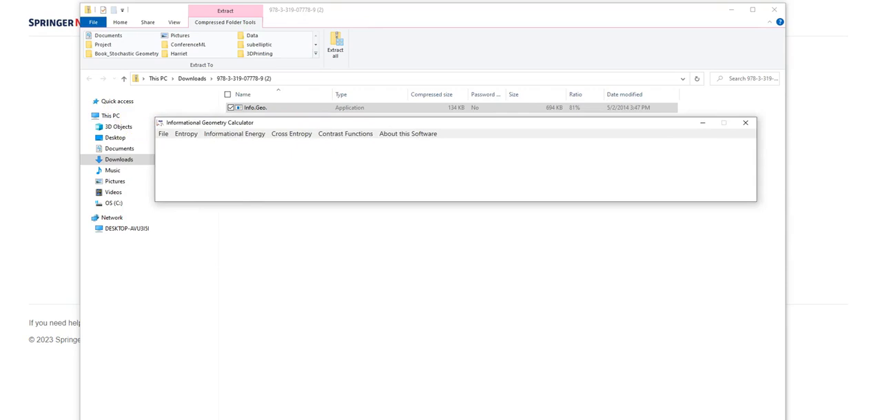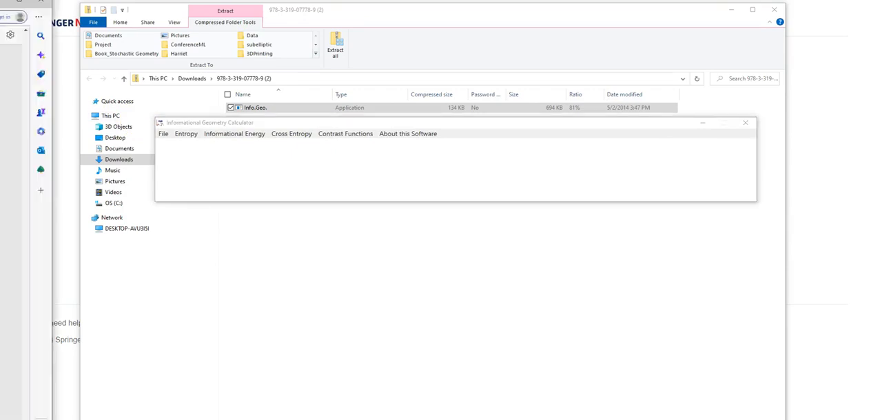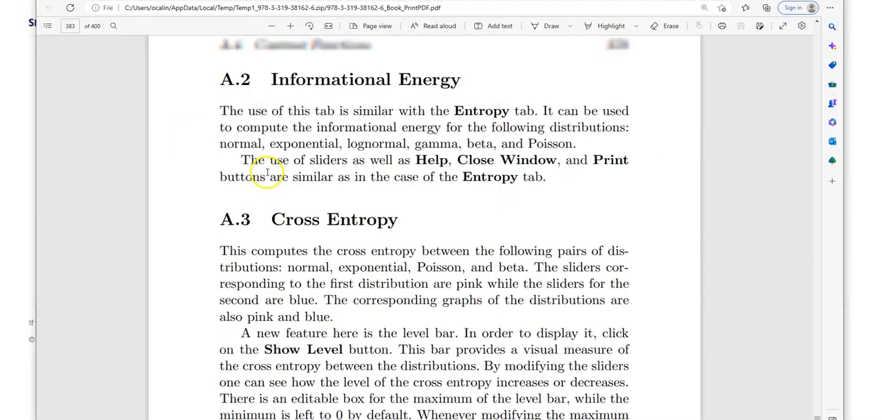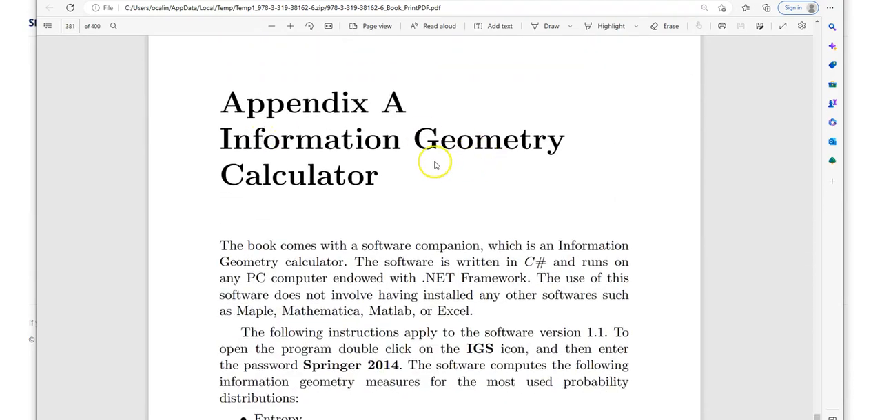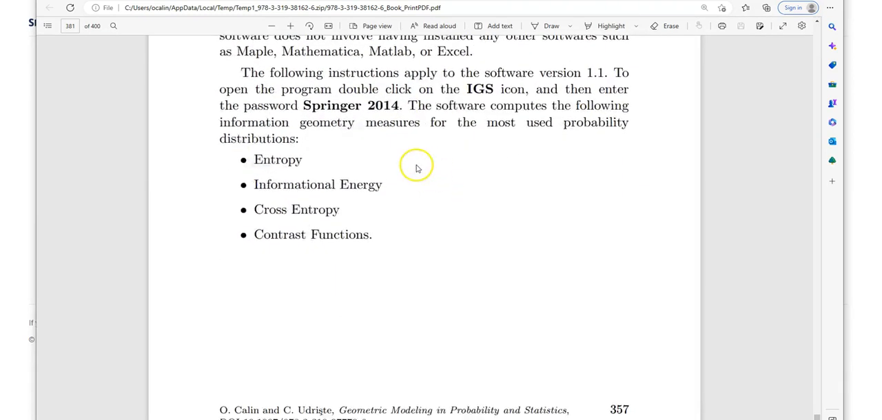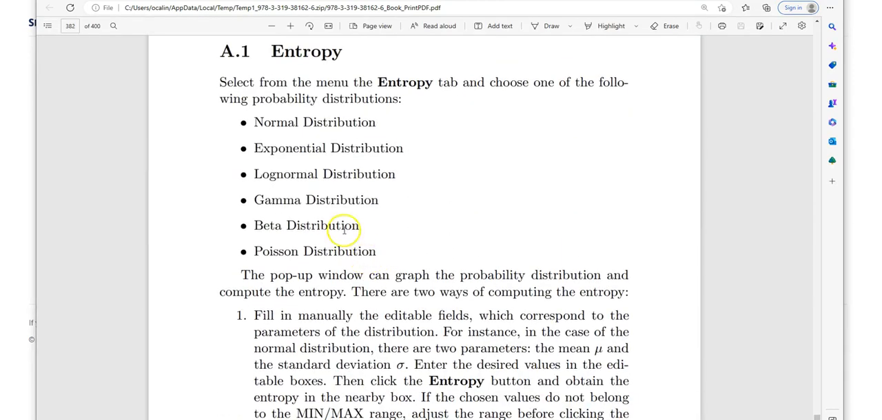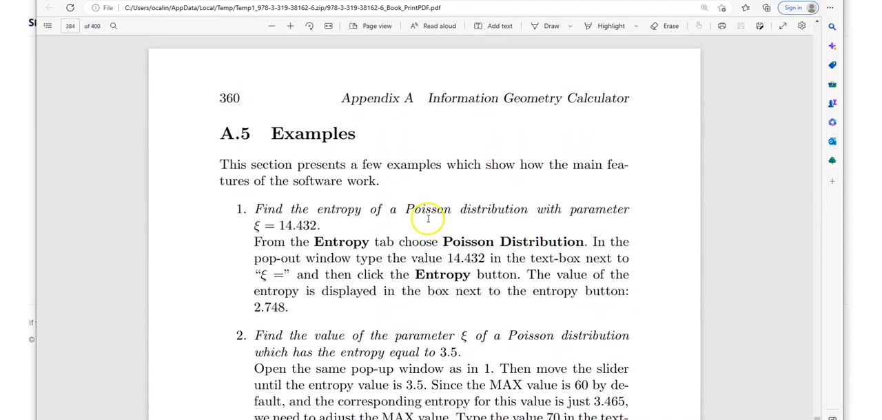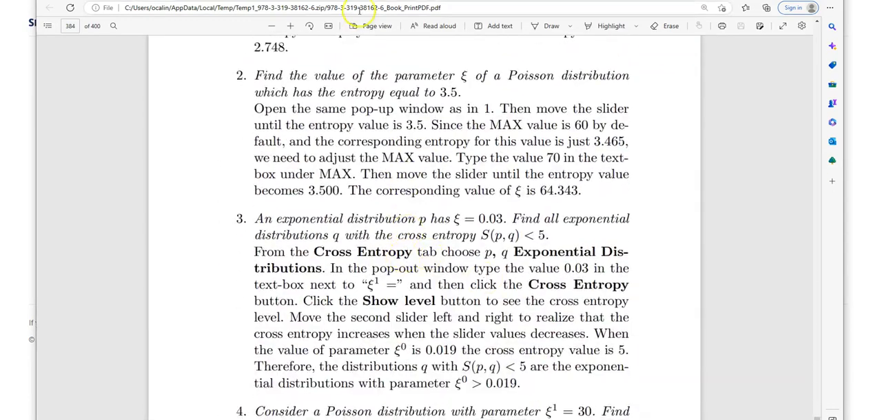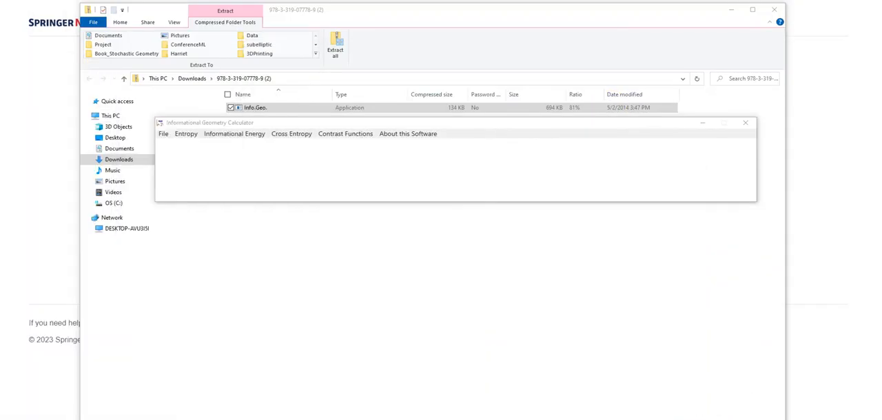Now, to understand how the software works, I have explained it in the Appendix A, right here, and I provide some examples. So it computes entropy, informational energy, cross-entropy, and contrast functions for different sorts of familiar distributions like normal, exponentials, and so on. And I also have a few examples, and now I'm going to show you how that works.